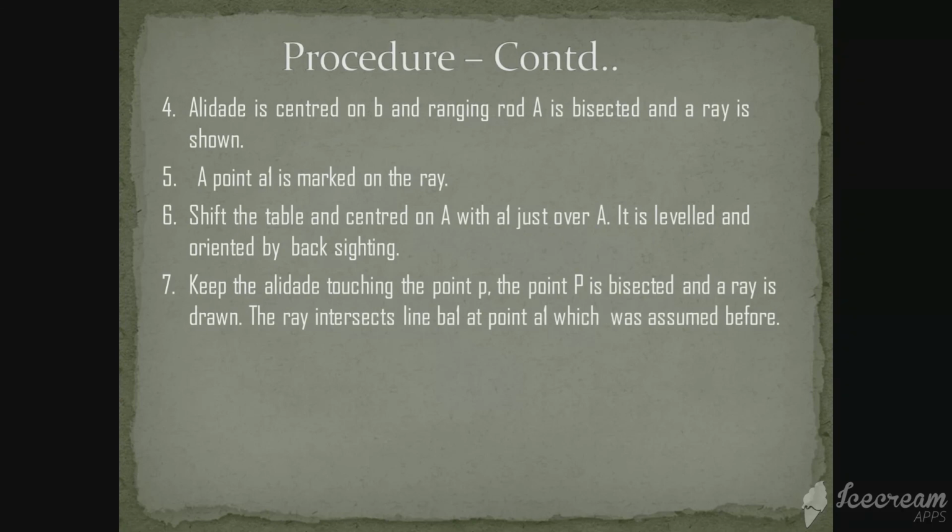The alidade is centered on B and ranging rod A is bisected, and a ray is drawn. A point A1 is marked on the ray. Shift the table and center on A with A1 just over A. It is leveled and oriented by backsighting. Keep the alidade touching the point P. The point P is bisected and a ray is drawn. The ray intersects line BA1 at point A1, which was assumed before.